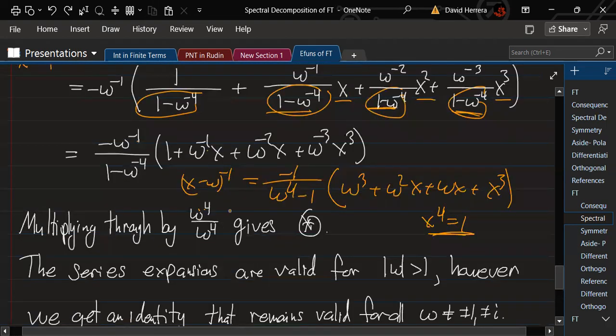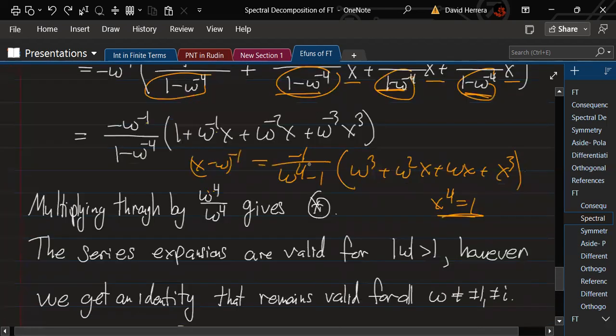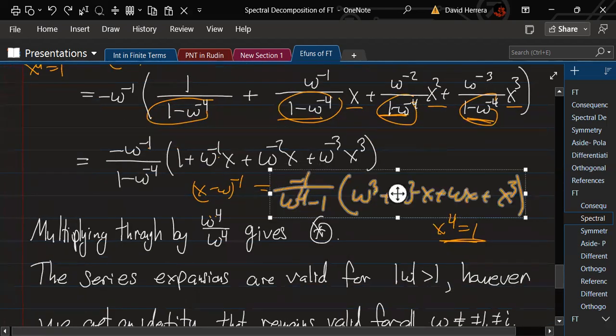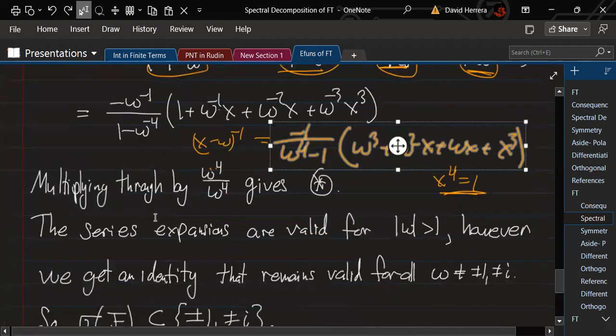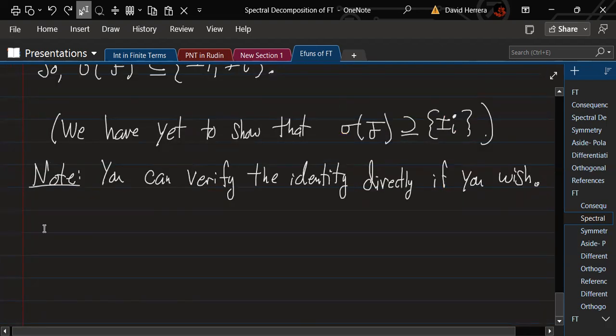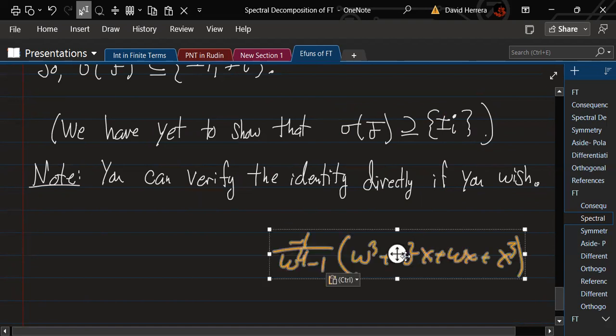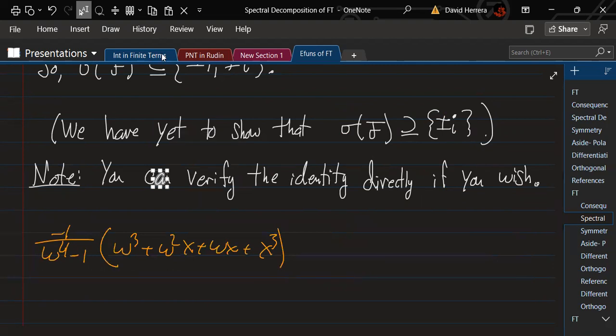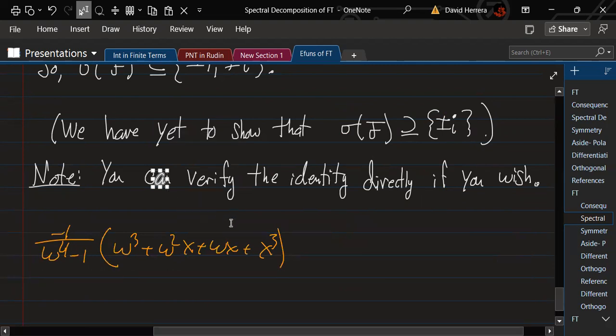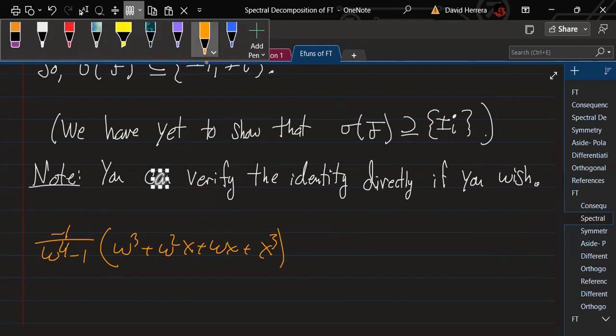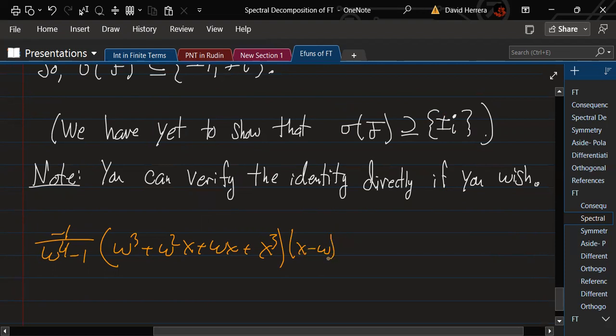Now you can check that. Do I do that? I don't do that. So I mean, I might as well check it, right? So got the time. So I just need to show that x minus omega times that gives me 1. So let's do that.